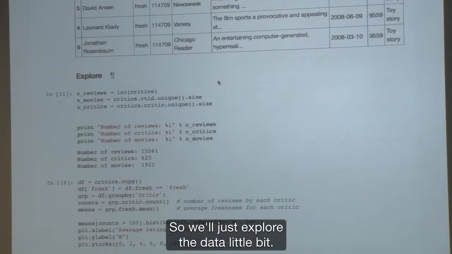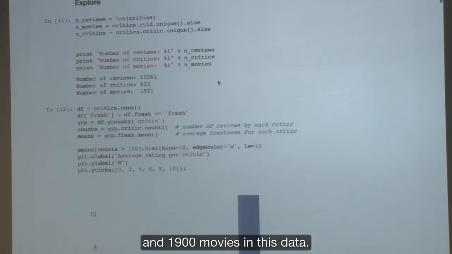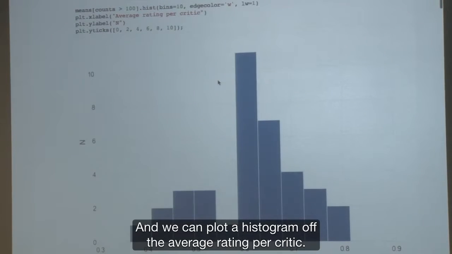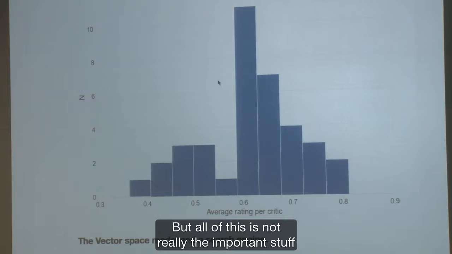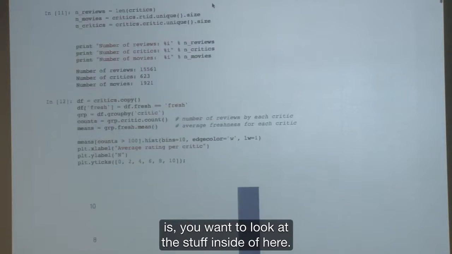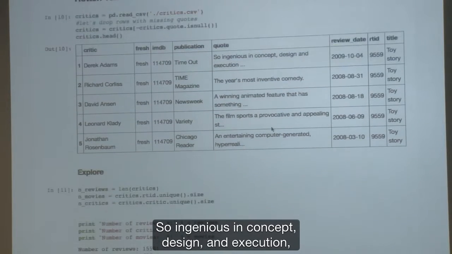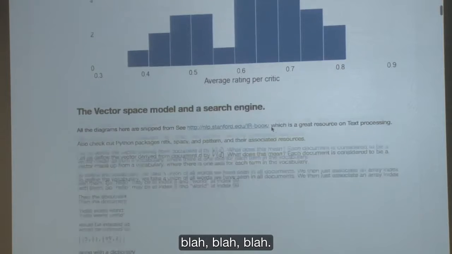So we'll just explore the data a little bit. There are about 15,000 reviews, 623 critics, and 1,900 movies in this data. And we can plot a histogram of the average rating per critic. But all of this is not really the important stuff we want to do. We want to look at the quotes. That is, you want to look at the stuff inside of here. So, "ingenious in concept, design and execution," blah, blah, blah. OK.